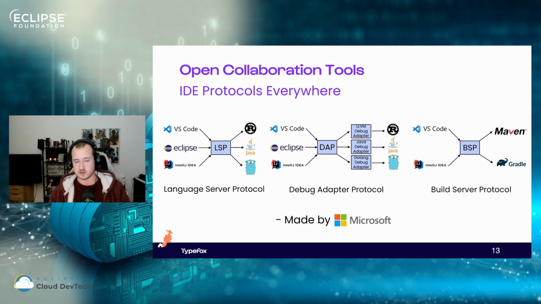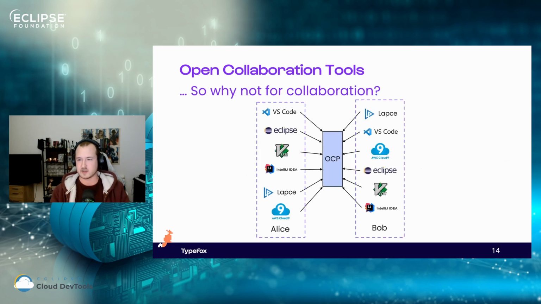And in a similar manner, there's the build server protocol, which is actually also quite an old project, but I've only recently learned about, which is mostly used in the Java world. And so all of these protocols are kind of everywhere in IDEs. And I've been asking myself, well, why don't we have a protocol for collaboration as well? And that's the thing that we're building here.